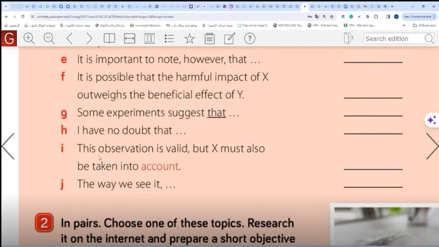Number I. This observation is valid. But X must also be taken into account. What do you mean by this observation is valid? But X must also be taken into account. Again, this observation is valid. You know valid and validity? Okay? Yes, خاطئ أو مش خاطئ. You can say صالح أو غير صالح. Okay? So this observation is valid. But X must also be taken into account.